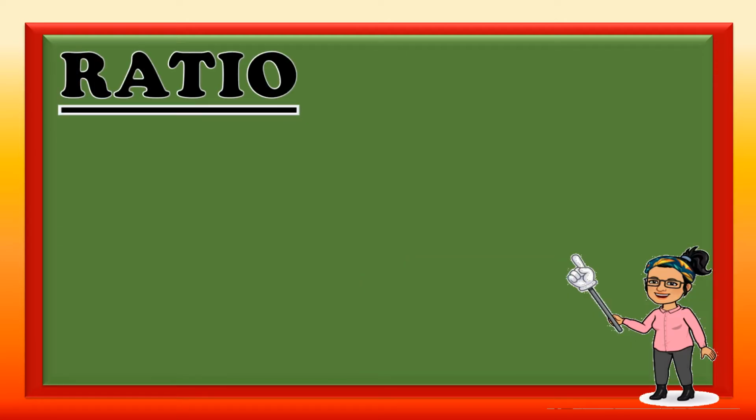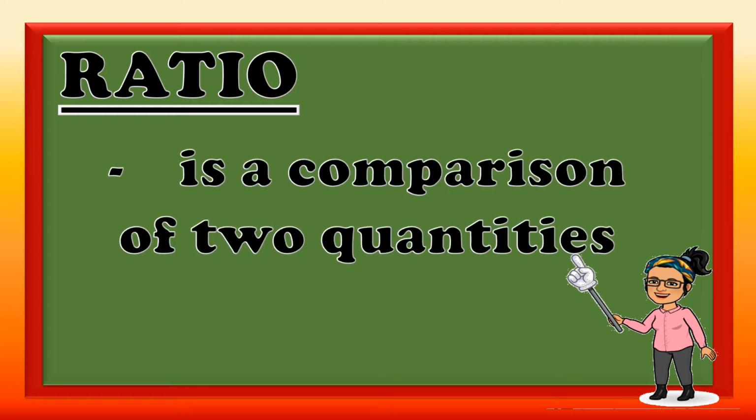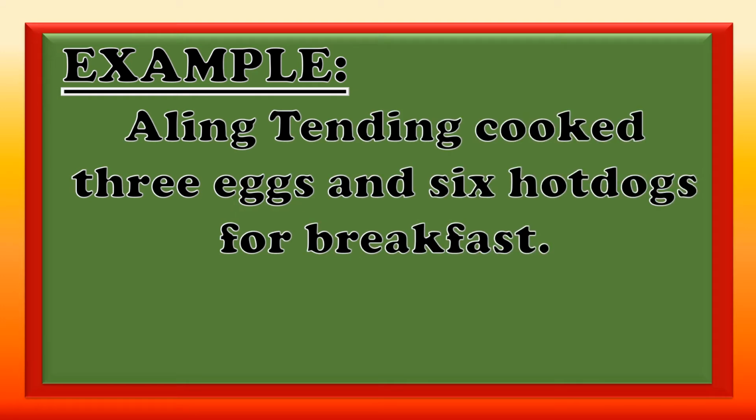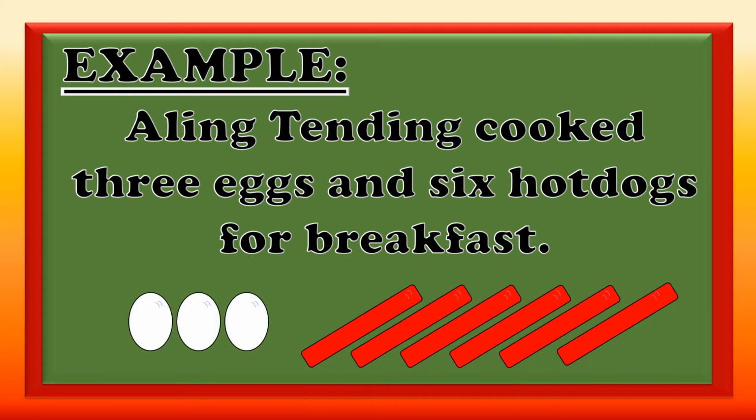So let's define ratio. When we say ratio, this is simply a comparison of two quantities. Okay? So for example, let's read the sentence. Aling Tending cooked 3 eggs and 6 hot dogs for breakfast. Okay, let's visualize the ratio in this sentence. So again, we have 3 eggs and 6 hot dogs.